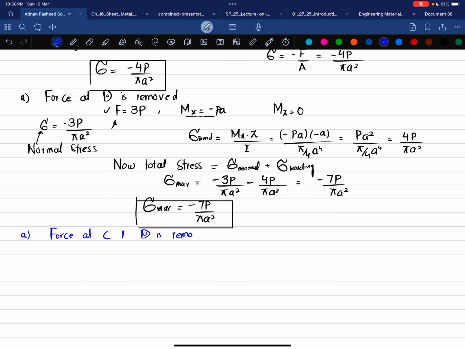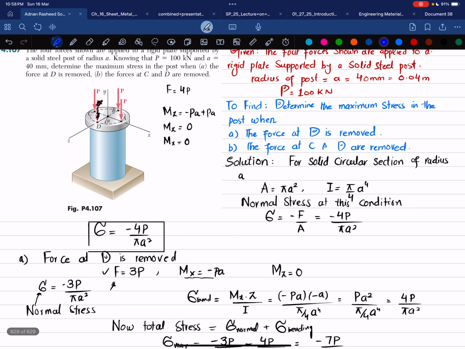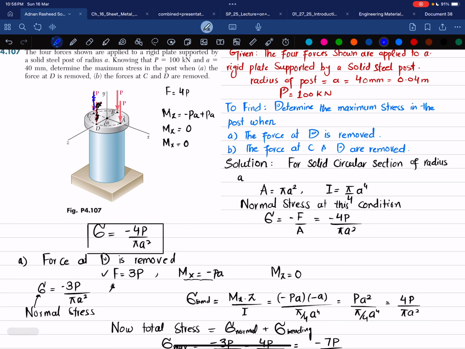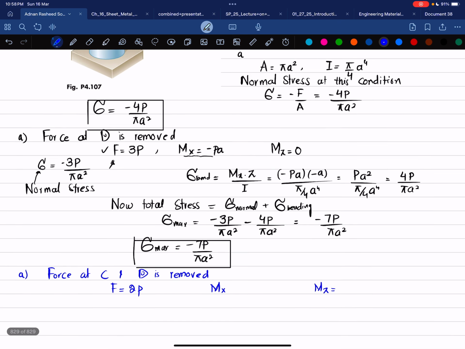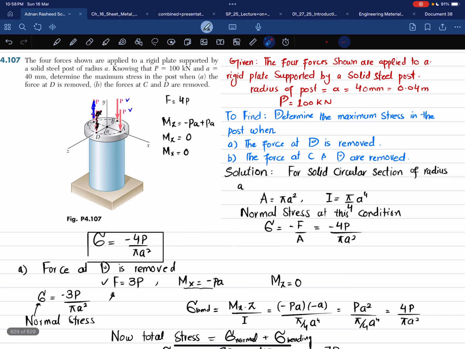So when you remove the force at C and D, I will remove this force as well. So you can see now we have a total 2P acting on that. So force will be equal to 2P, and we will have moment about X as well as moment about Z. We will see what the moment about x-axis is. So this is your x-axis. So moment about x-axis is this force into perpendicular distance. It is producing clockwise moment, so it will be taken as negative. So it will be minus PA. And similarly, moment about z-axis is also P into perpendicular distance A, and it is producing clockwise, so it will be minus PA.